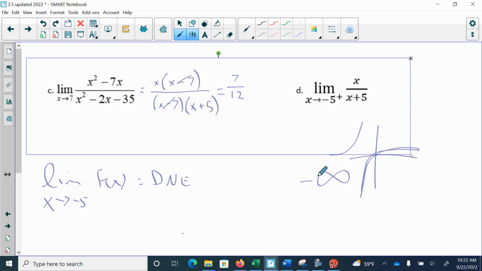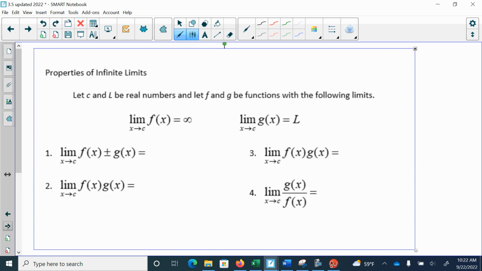Remember, if you are asked for the vertical asymptote, you have to give it in the form of an equation. You can't just write -5. It has to be x is equal to -5, because it's a whole line, it's not just a point. Everyone good? Okay, the next slide is about properties of infinite limits.